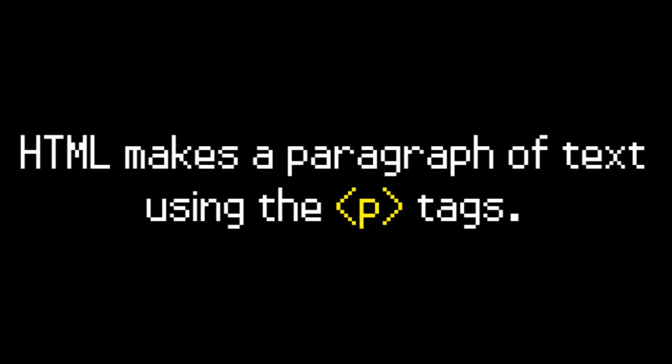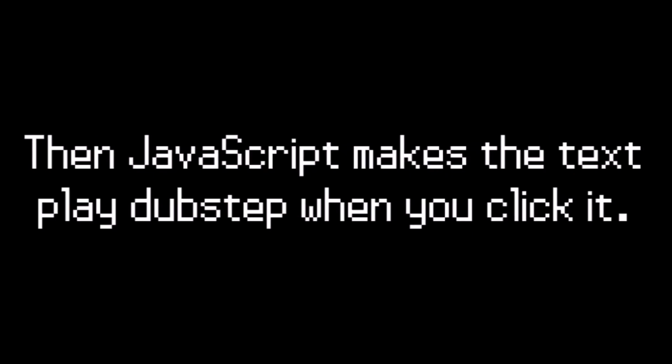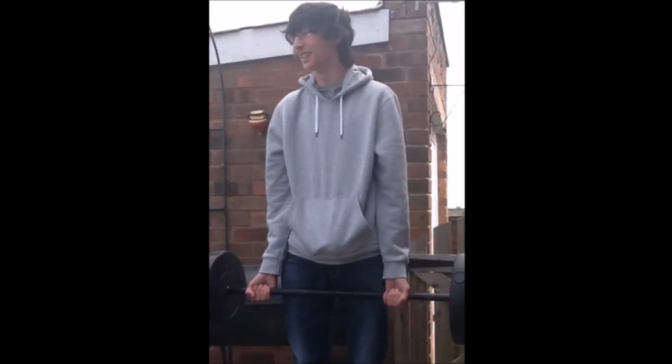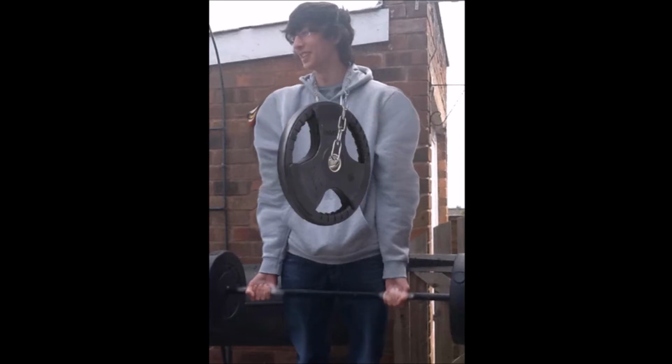An example could be, HTML makes a paragraph of text using the p tags. Then JavaScript makes the text play dubstep when you click it. Or maybe HTML is embedding a picture of someone, and clicking it makes the image change.